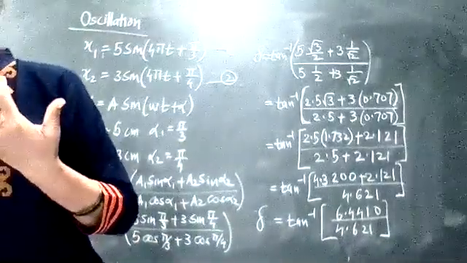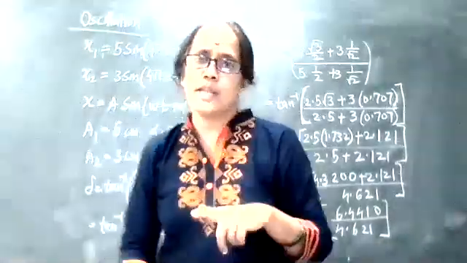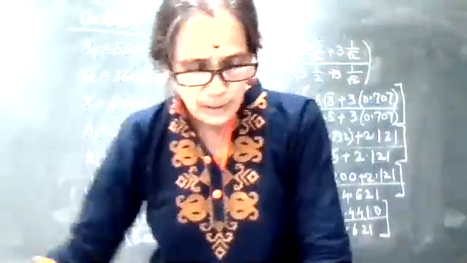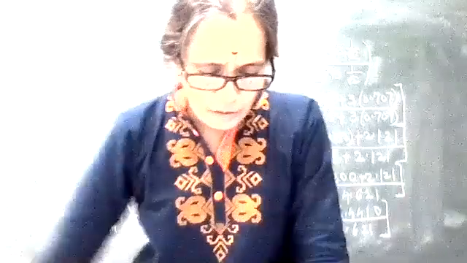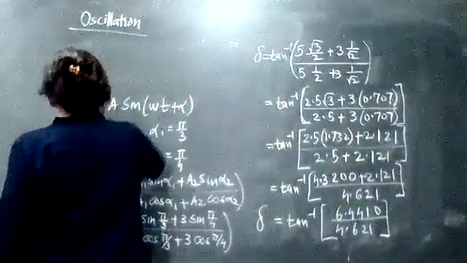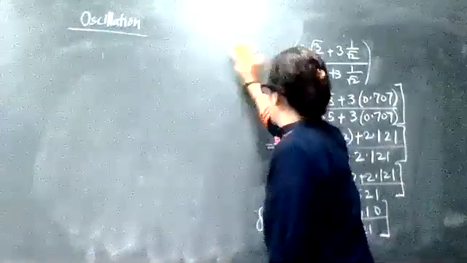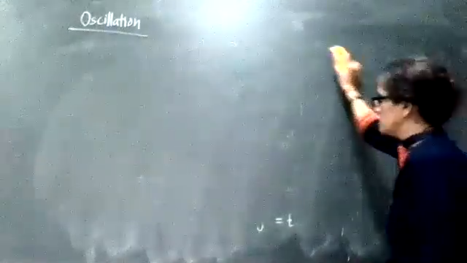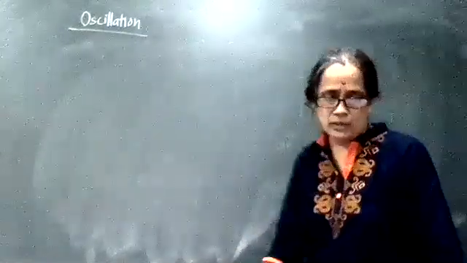Now the problem number 22. The problem which I have avoided is out of syllabus, that's why I have not taken that. In problem number 22, you have to find out the number of oscillations performed per minute. Means you have to find out the frequency per minute.